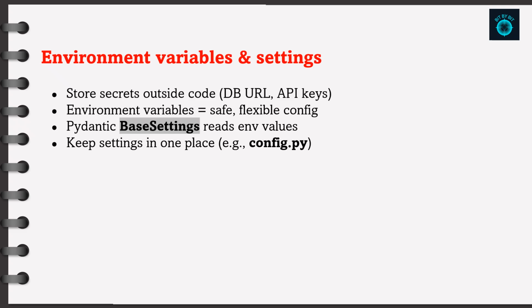We usually put this in a file like config.py. That way, all our settings are in one place, and we can easily switch values depending on the environment without changing the actual code. This keeps the app secure, flexible, and production-ready.